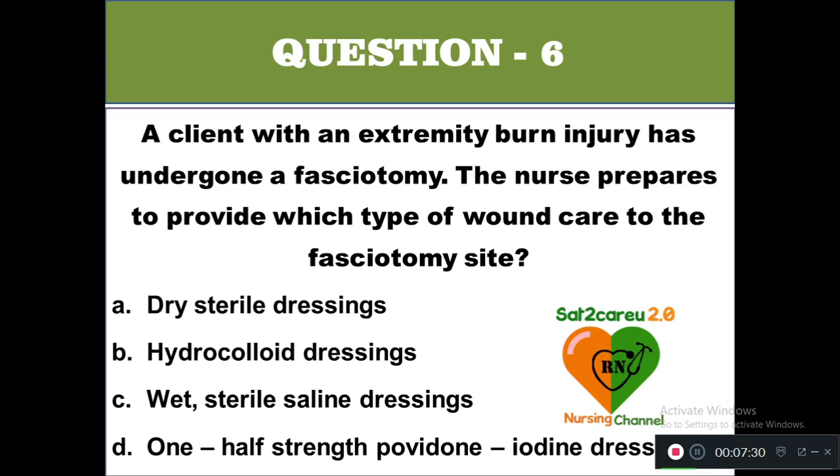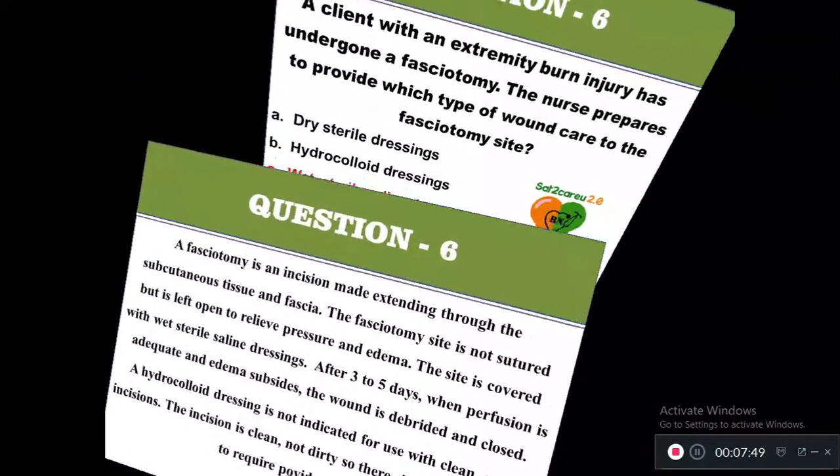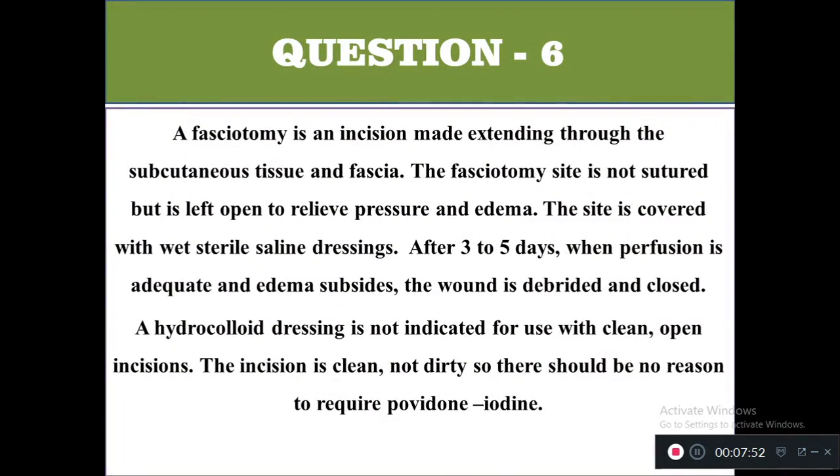So in fasciotomy, what type of dressing should the nurse do? Let's see the answer. Wet sterile saline dressing is prepared by the nurse for a client who has undergone fasciotomy. The rationale: a fasciotomy is an incision made extending through the subcutaneous tissue and fascia. The fasciotomy site is not sutured but is left open to relieve pressure and edema.